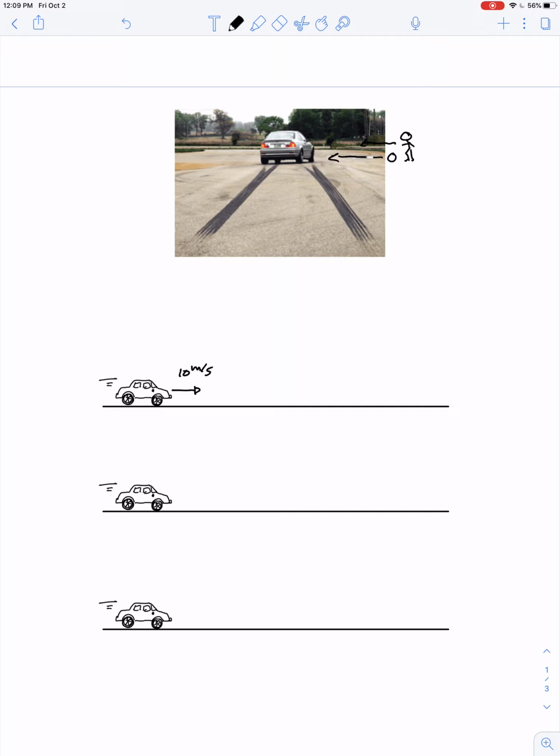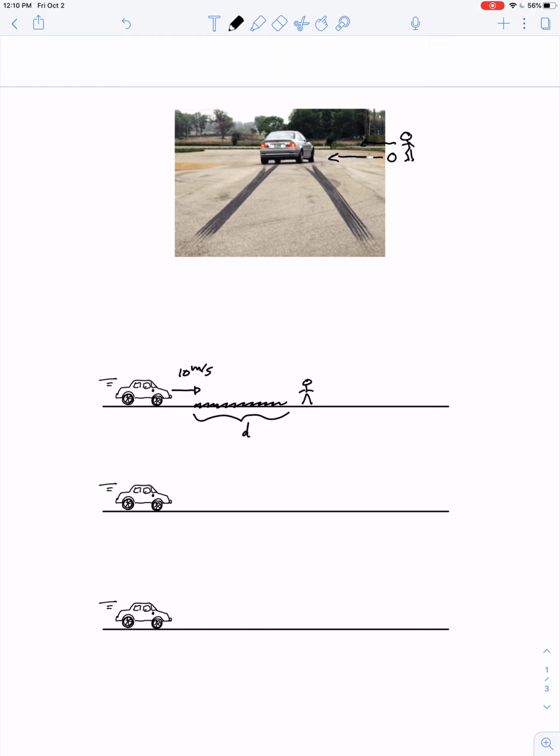So the brakes lock up, and therefore the wheels don't just roll on the ground, so it's not static friction. Kinetic friction takes place as the wheels slide across the ground, and so some skid marks are left. Unfortunately, the car comes to a stop before it hits the child, and we'll just say this distance is some value d. All right, well, work is being done by the force of friction.